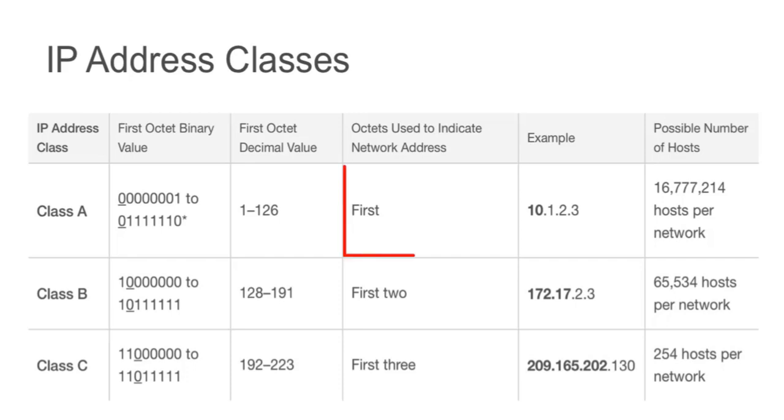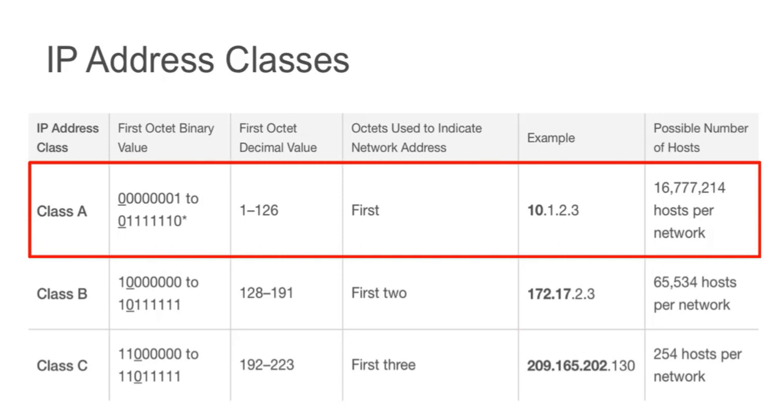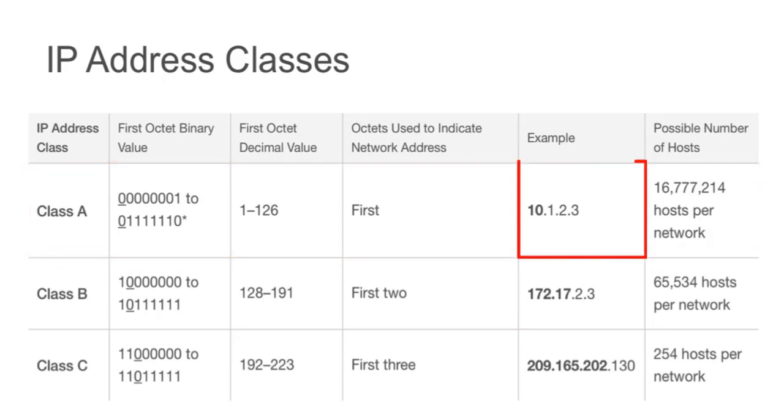In a Class A, the first octet indicates the network address. In a Class B address space, the first 2 octets indicate the network ID. And in a Class C address space, the first 3 octets indicate the network ID. For example, in a Class A address space with an IP address of 10.1.2.3, the first octet, which has the identifying value of 10, would be the network.